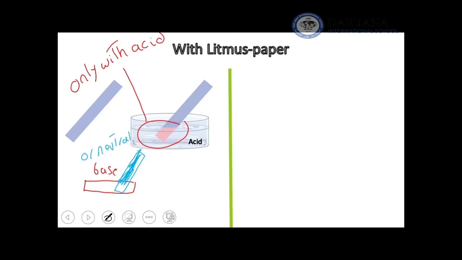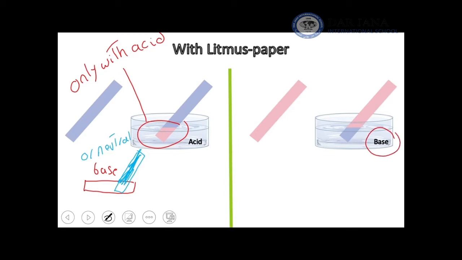So a blue litmus paper reacts with acid and it will change color into pink. Now the red litmus paper reacts only with base and its color will change into blue. So it's kind of exchanging colors, okay, from blue to red.